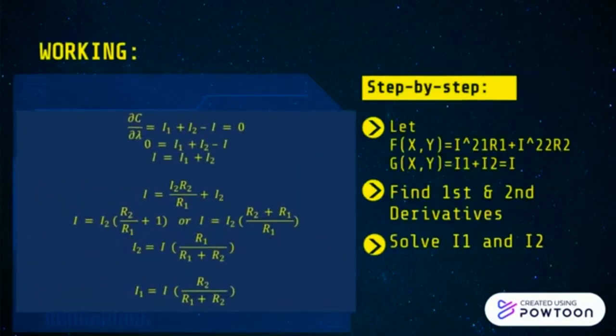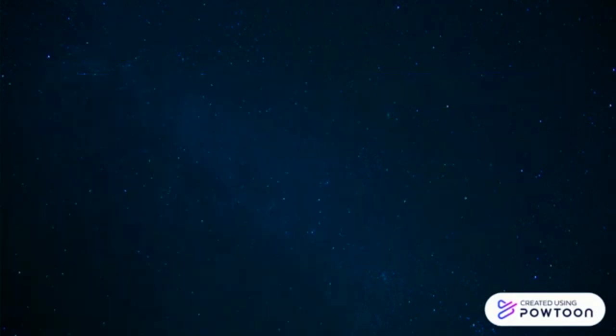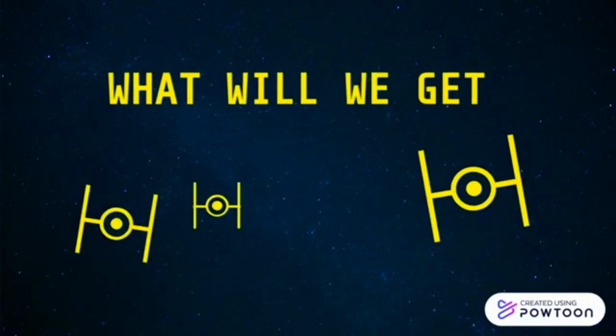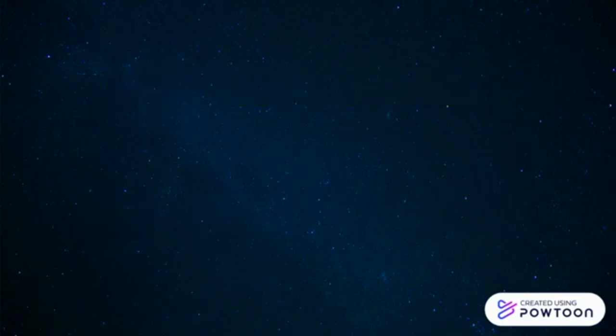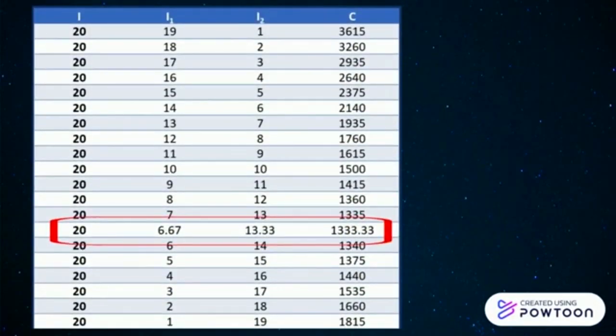Then, we set delta C over delta lambda equal to 0 and we substitute the I1 value just now to find the values of I2 and also I1. What will we get? We obtain a current divider rule. Substituting the current and the resistance values, we will find that it shows the minimum energy loss.